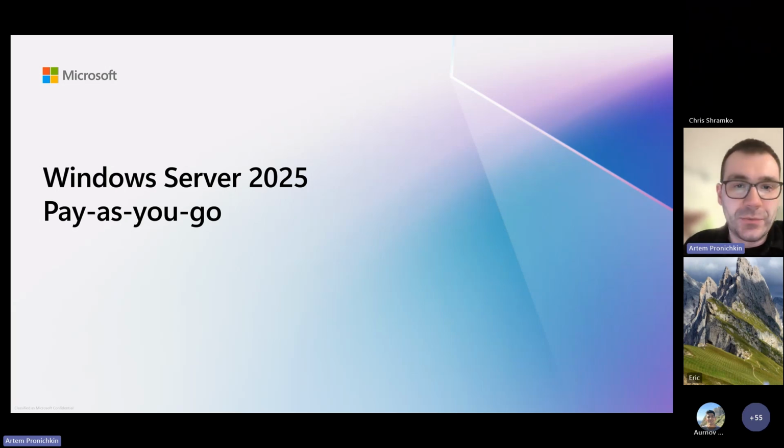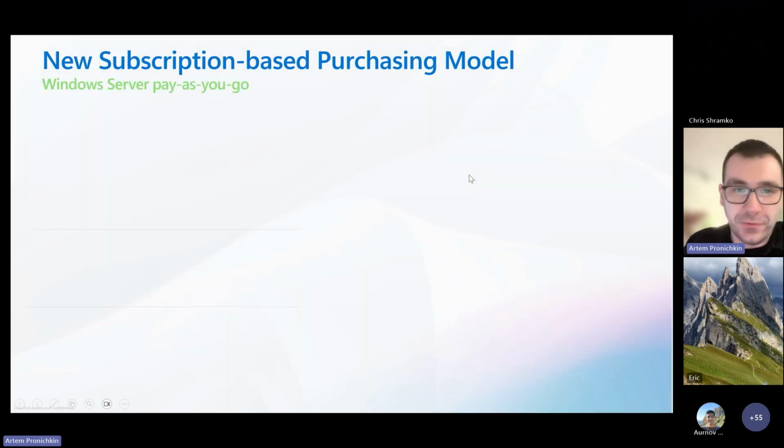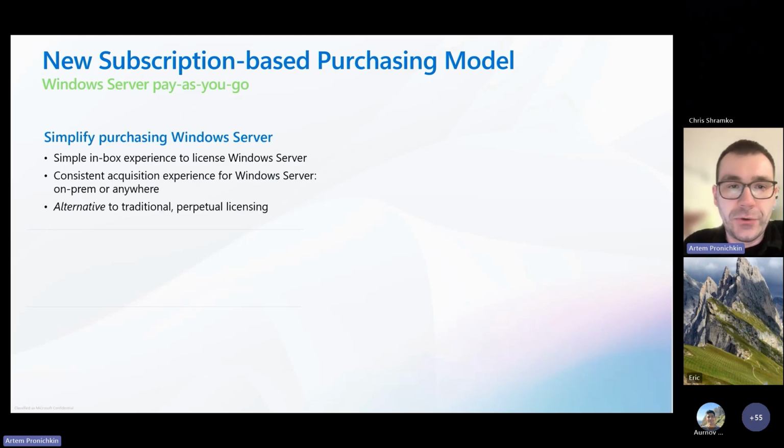We're talking about Windows Server Pay-As-You-Go, which is a new licensing mechanism in Windows Server 2025. Today you only get it with Windows Server 2025. It's a new feature. When you install Windows Server 2025, you can now choose a new licensing option. What is this? It's basically a simpler way to get a Windows Server license.